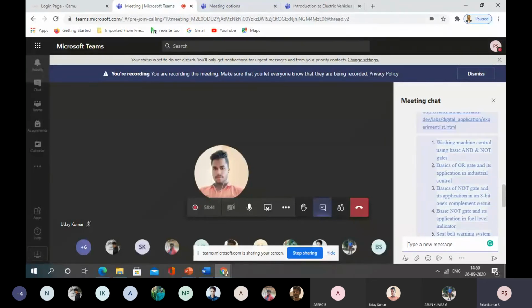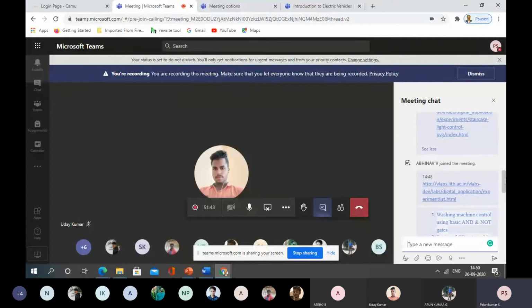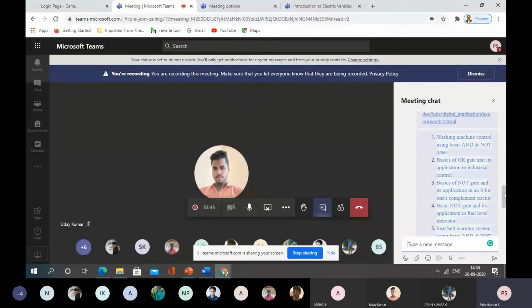Apart from that, after you learn the concept of staircase wiring, try to implement the logic gates in some other applications also. For that, I have given you some 10 experiments. You are 20 in number, so each experiment is allotted to 2 students. But you can slowly learn. I'm not urging.